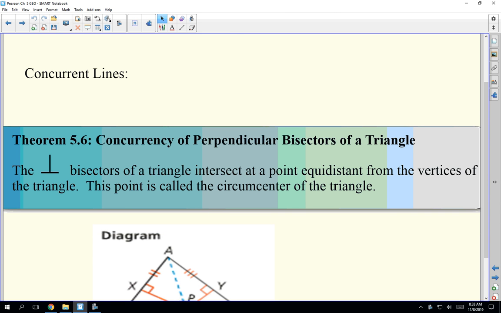So lines that intersect or meet at a point.